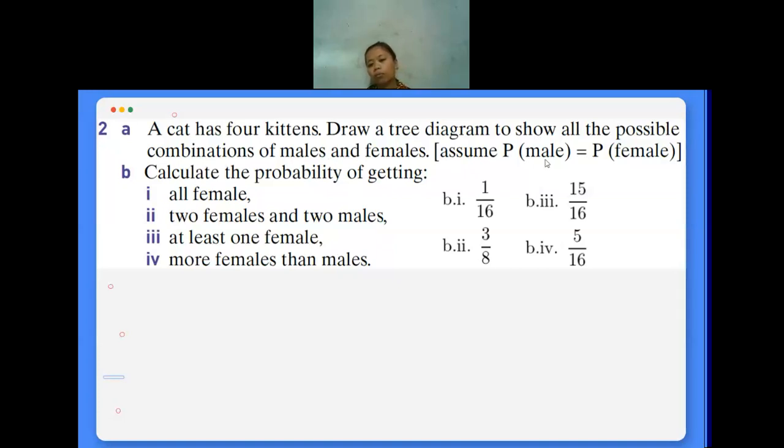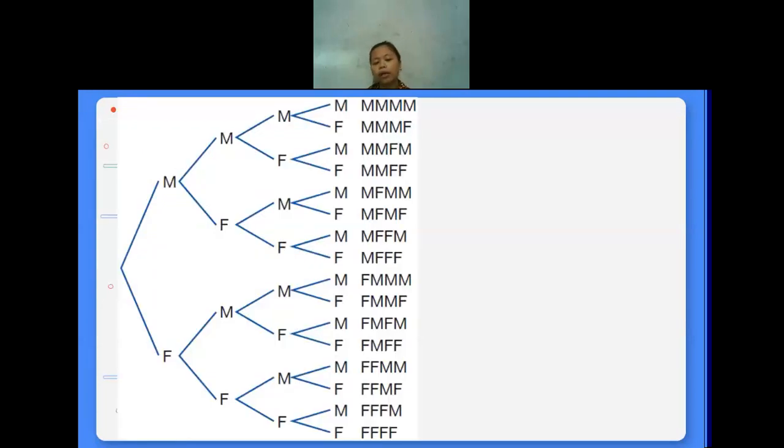So M for male and then F for female. After that, we have to find the probability of getting male and also the probability of getting female, which is the same. Both of them have equal probability, a half and a half. So we will make a tree diagram first. M for male, F for female. Because there are 4 kittens, there will be 4 branches.